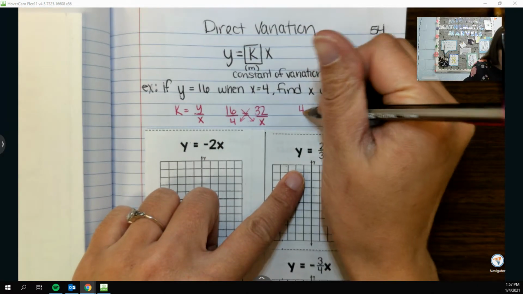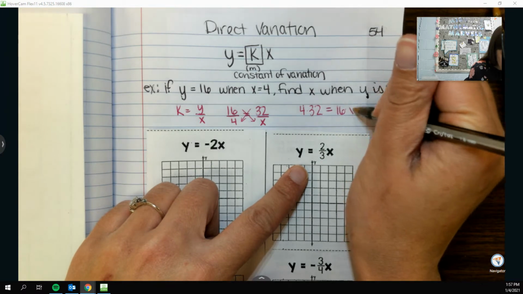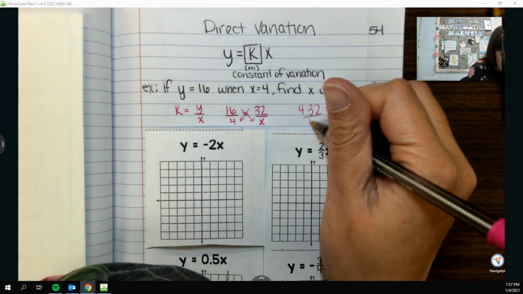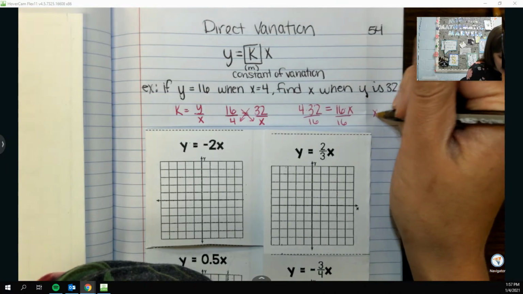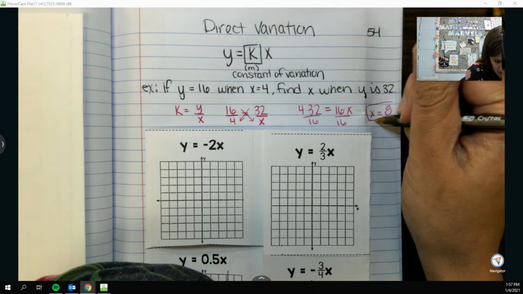So we'd have 4 times 32 is going to be equal to 16 times x. And then I need to divide 16 on both sides. And any way you go about it, you're going to get that x is 8 when y is 32.